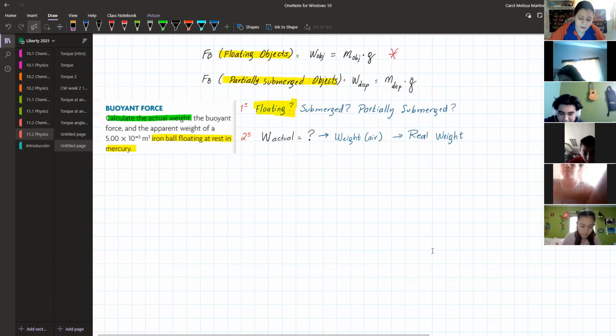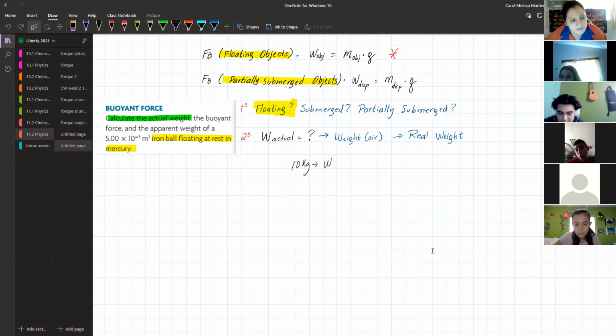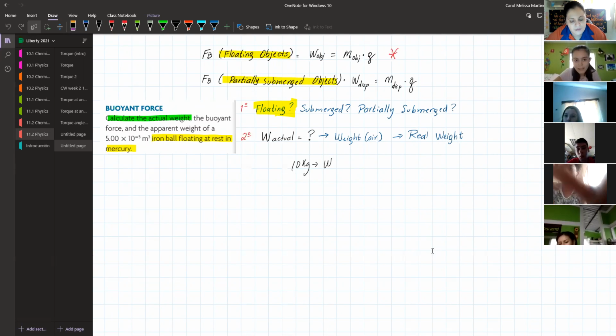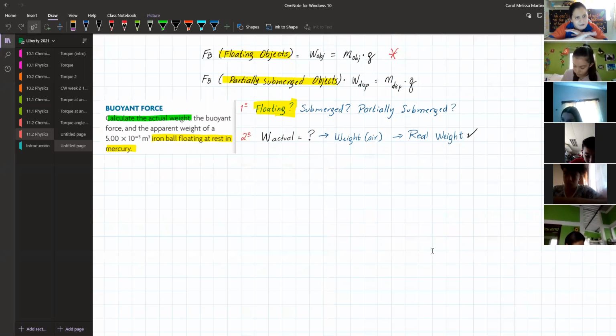Okay, calculate the weight of a 10 kilogram object. How do you do that? Mass times gravity. Exactly, mass times gravity. So this is weight. This is real weight, okay? So the weight in air is nothing more than the regular weight that you know so far, okay?